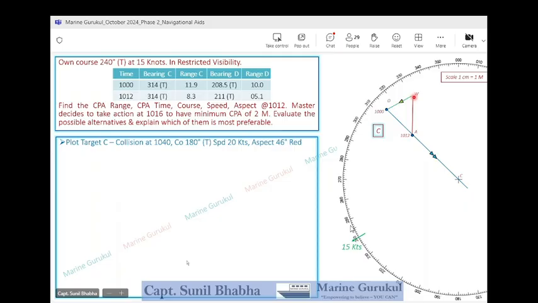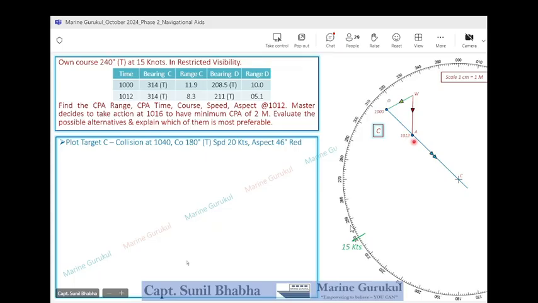Now if we join W with A, Whiskey with Alpha, the WA vector gives us the course and the distance covered by the target within the plotting interval. So we have the WA vector representing the course and the distance covered by the target in the plotting interval from 1000 hours to 1012 hours. So the information we obtain from plotting is that target Charlie is on a collision course.